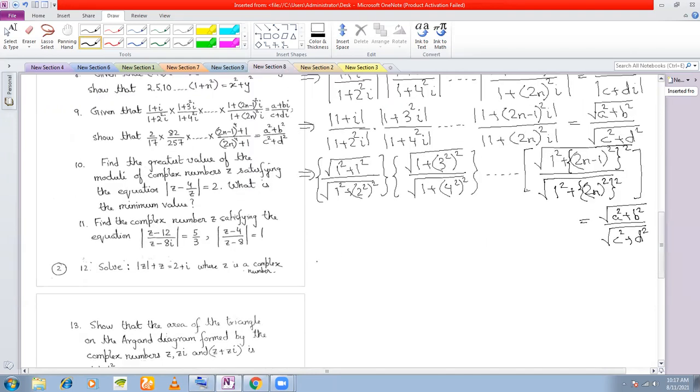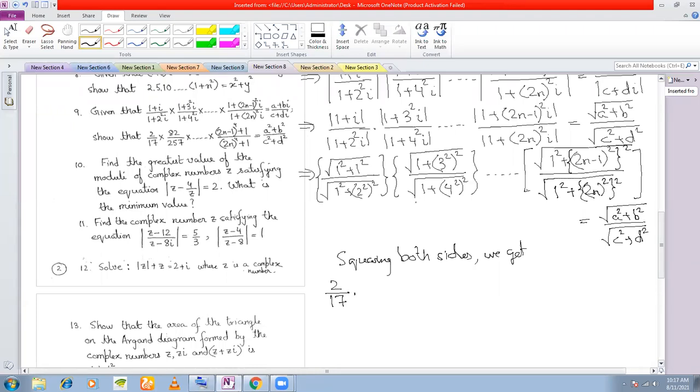Squaring both sides, the radical will get removed from both the sides, so that 1 square plus 1 square will give you 2, divided by, and in the denominator, 2 square square is 2 to the power of 4, 16 plus 1 will give you 17, right? Into this one.